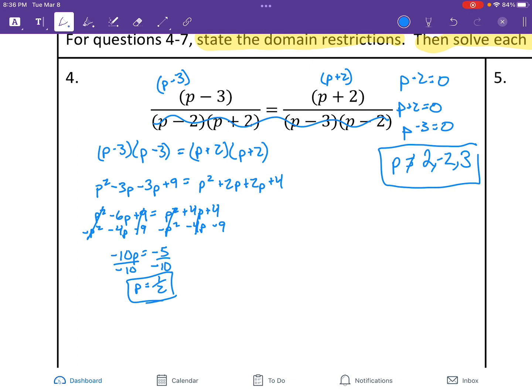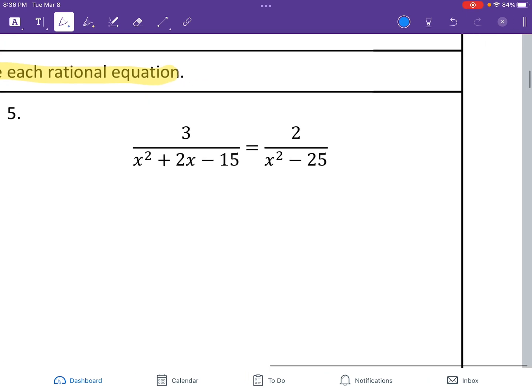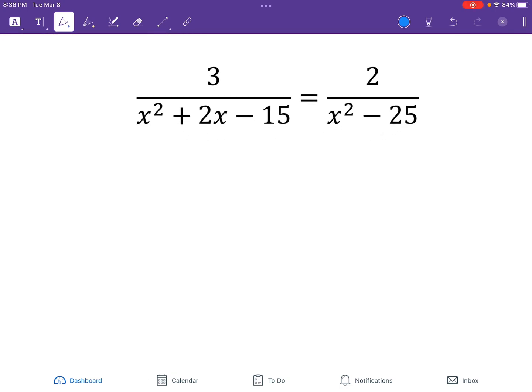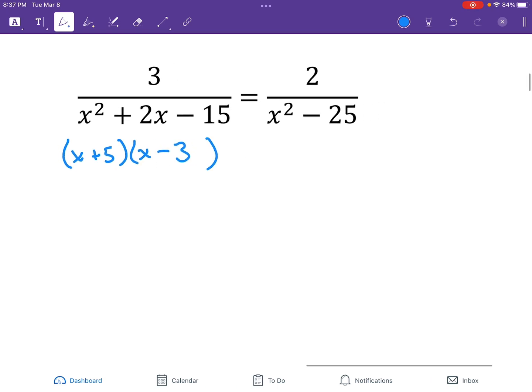Now we do number 5. In number 5, the first thing we have to do is factor these. In number 4, they were already factored for us, so it was a little bit less work. Now we have to factor the denominators. So two numbers that multiply to be negative 15 but add up to be positive 2 are positive 5 and negative 3. On the other side, x squared minus 25 is the difference of two squares. So two numbers that multiply to be negative 25 and add up to be 0 are positive 5 and negative 5.